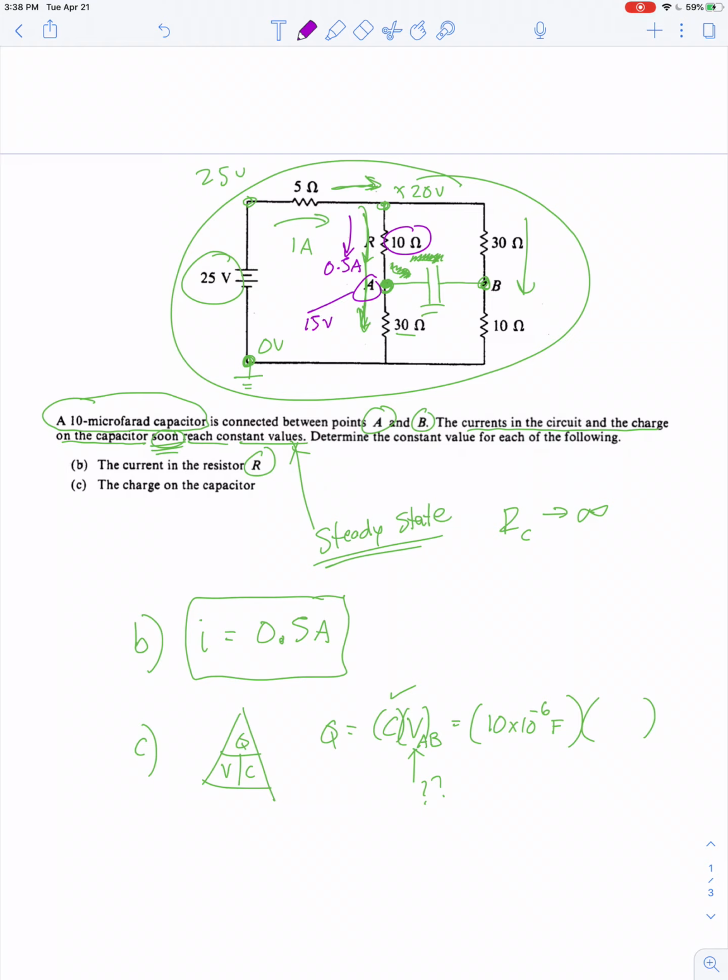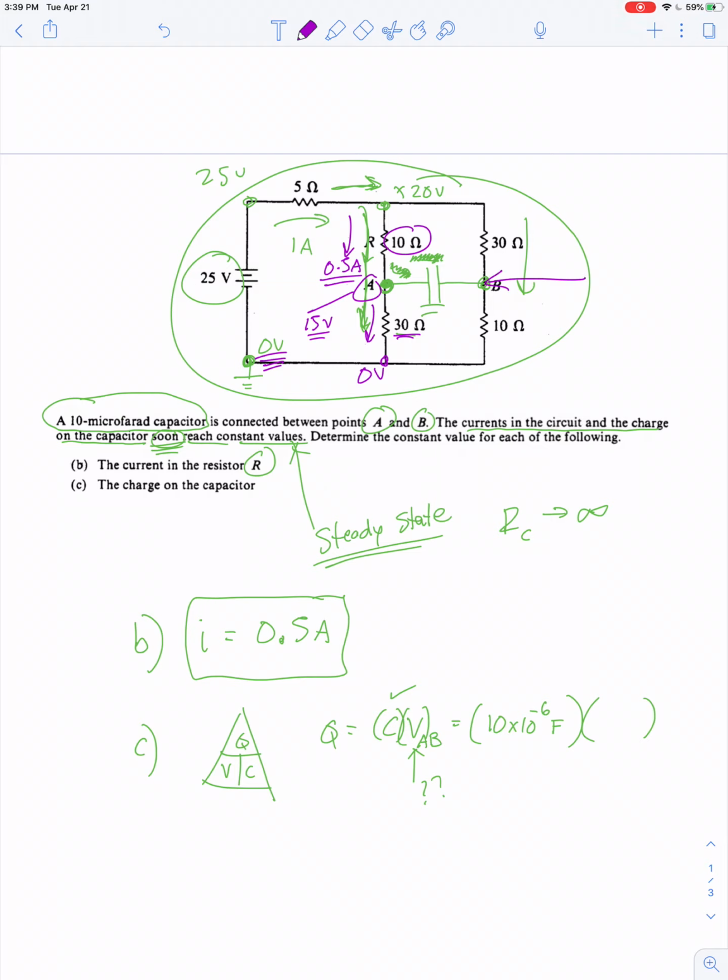And by the way, just to make sure that's correct, if half an amp continued onward and flowed through our 30 ohm resistor, 0.5 times 30 gives us 15. So a voltage drop of 15 from 15 brings us down to 0 volts. Hey, I think we did this right.